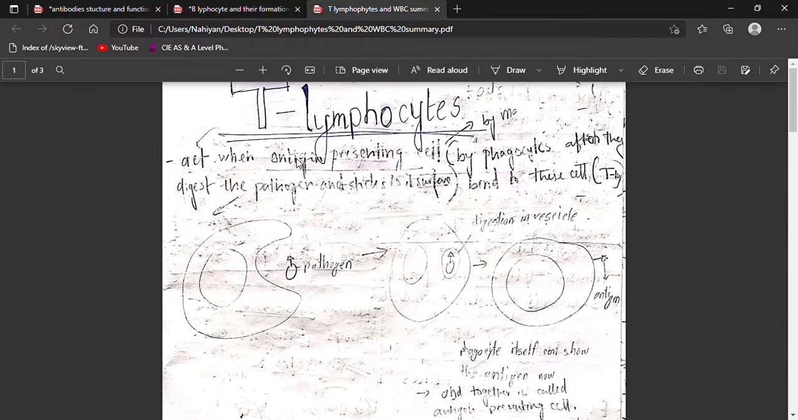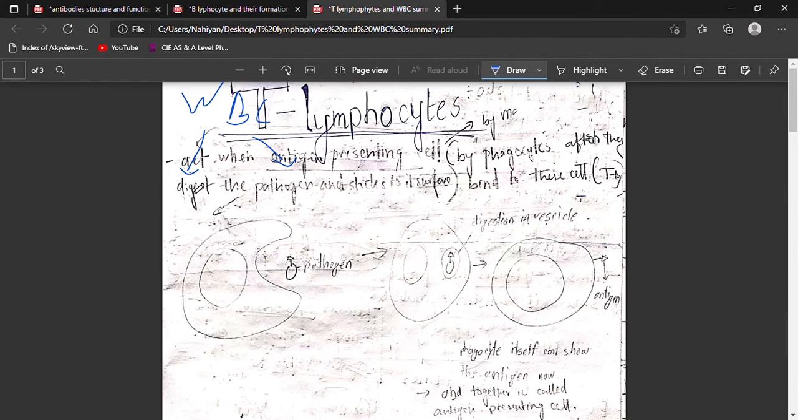But in T lymphocytes, it is not the pathogen's antigen that directly influences the production of T lymphocytes. They act when there is an antigen presenting cell. This antigen presenting cell is actually the phagocyte. We saw WBCs are of two types: one was the phagocytes, the cell ingesting ones, and the other was the lymphocyte, which includes the T lymphocyte, part of the lymphocyte system.